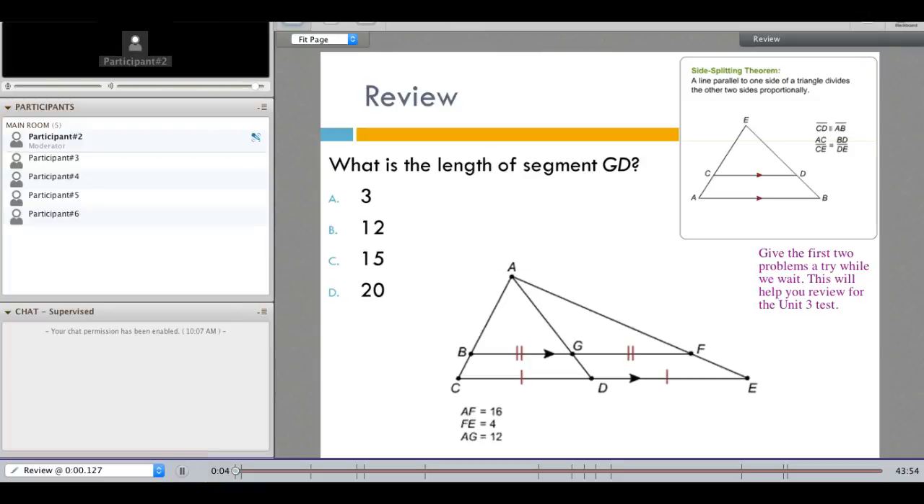Alrighty, so I know I didn't give you guys much time to practice these two. Maybe we'll come back to these if we have time, but I'll just tell you the answer. Oh good, Aspen and Destiny, you guys got it. It's A. Excellent. Yep, the length of segment GD is 3.